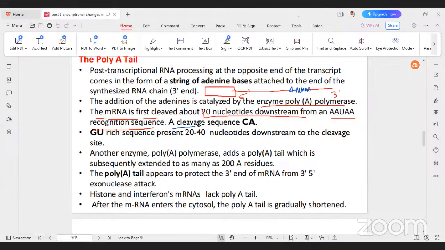A cleavage sequence CA, GU rich sequence, is present 20 to 40 nucleotides downstream of the cleavage site. Simple.